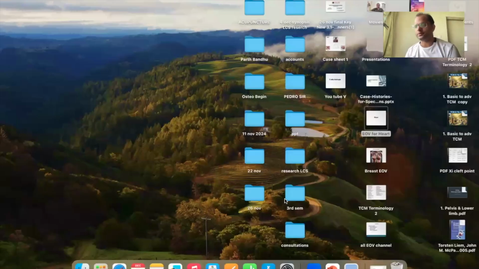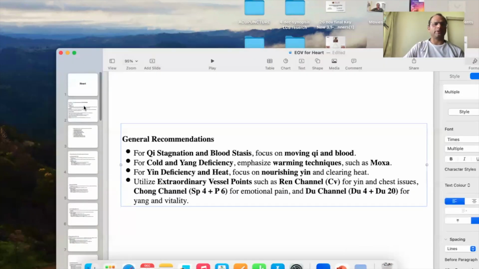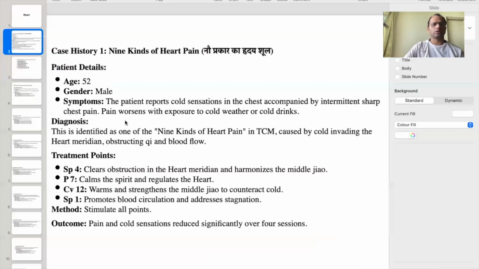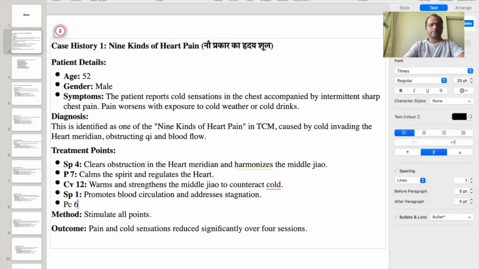This is also one type. So in this type, what is happening? Cold is invading the heart. So for any type, we definitely use Spleen 4. Spleen 4, and we can also use Pericardium 6. I will add the Pericardium 6. As soon as we put Spleen 4 and Pericardium 6, we will see a quick effect.